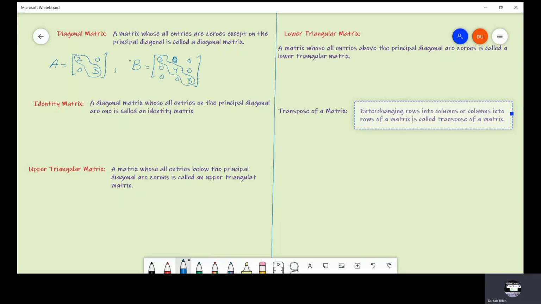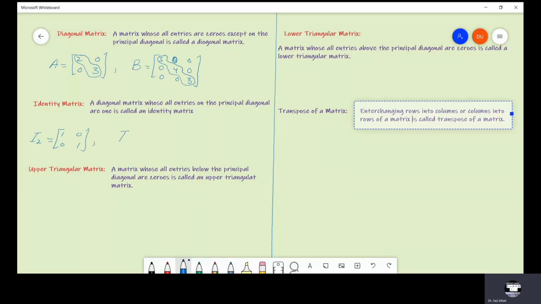Identity matrix. That diagonal matrix whose all entries on the principal diagonal are 1 is called an identity matrix. Identity matrix is denoted by I. I2 means 2 cross 2 matrix. So let us see an example of the identity matrix, which is 1, 0, 0, 1. So we can see entries on the principal diagonal are 1. So this is an identity matrix.